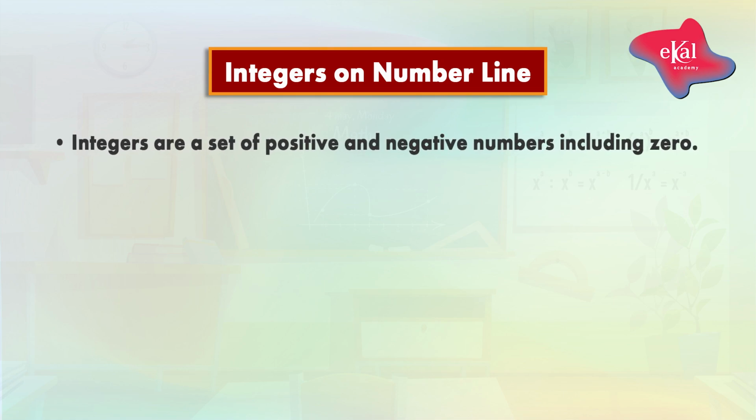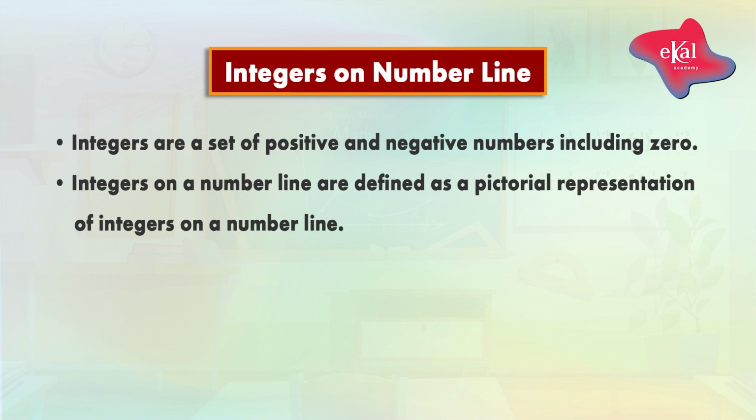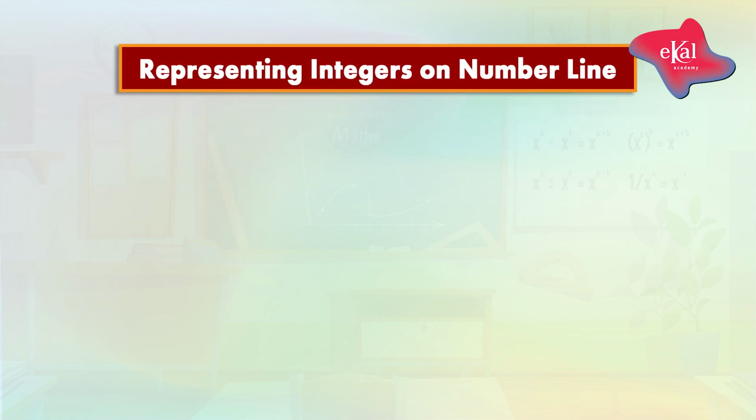Now let us see how we are going to represent these different types of integers on a number line by following certain rules. When we are representing any number on a number line, especially the integers, we have to see where the point 0 is. Integers on a number line are a pictorial representation of integers. Integers on a number line help us to perform different arithmetic operations. Let us see how we are going to represent them on number line.